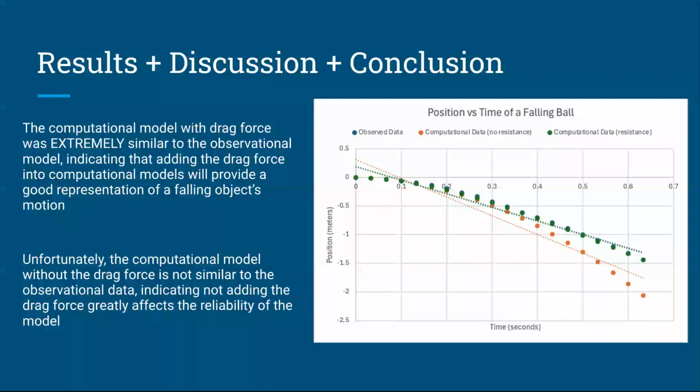Additionally, it can be concluded that the model without drag force starts off similar to the other models, but then starts saying the position is lower than the ball actually is, which means the model is not that good at properly predicting the real motion of a falling object. However, from this data, we can see that the computational model with drag is a very accurate representation of the ball's position, indicating that it is a better model, which can further be seen in the next slide.